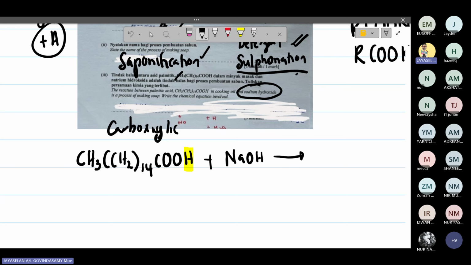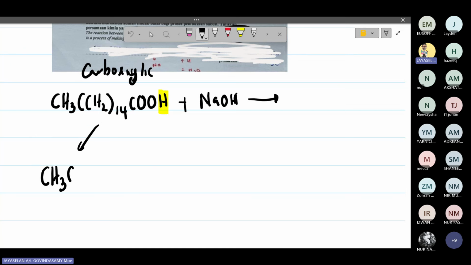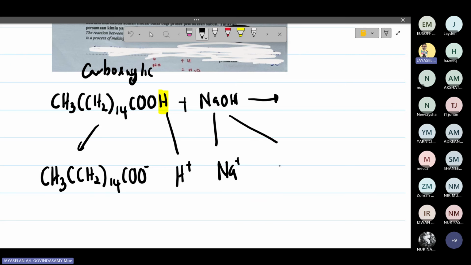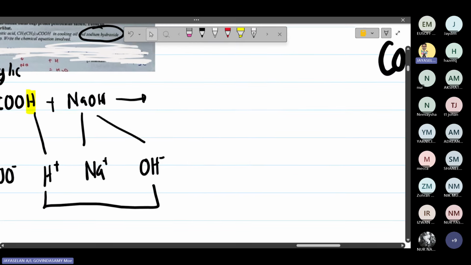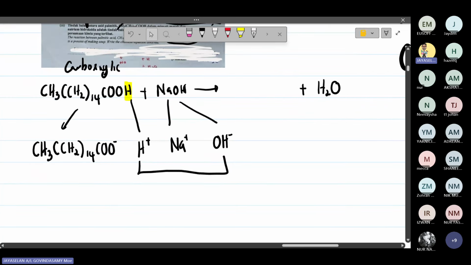What product will you get? Very simple. This acid is a weak acid, it will ionize like this. CH2, 14, COO negative. You take the hydrogen ion and put it here. Then the sodium ion, put here, then the hydroxide ion, put here. Join them, and what you get here is water, H2O. Any question? No question?